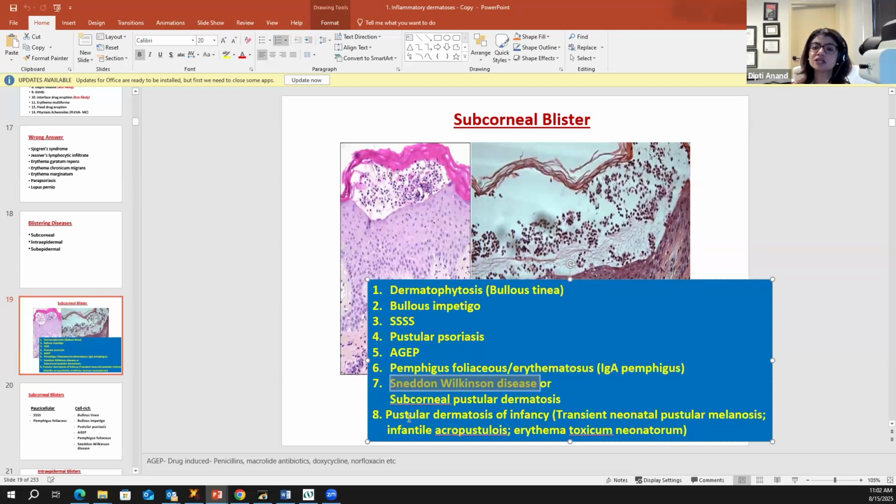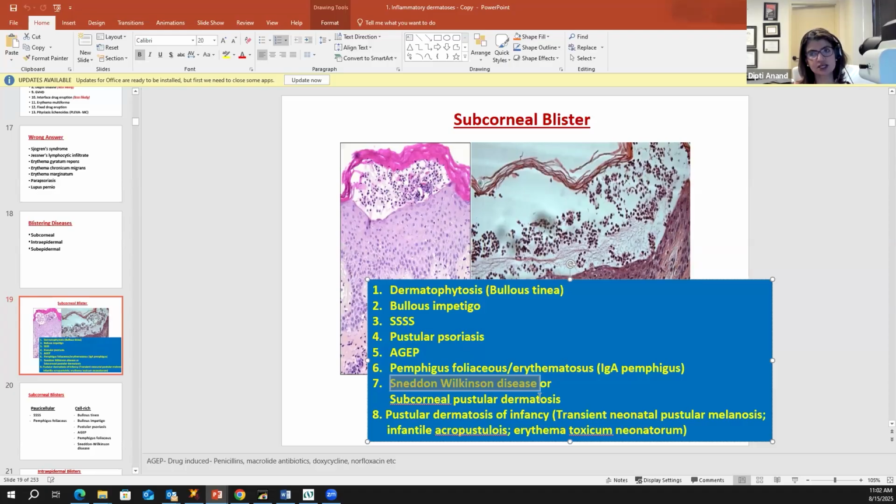And then lastly, we have very rare diseases, which we generally do not encounter a lot. Pustular dermatosis of infancy. Included in this category are these 3 diseases, which all tend to present with subcorneal blisters with either neutrophils or eosinophils. So this is something that I need you to memorize.